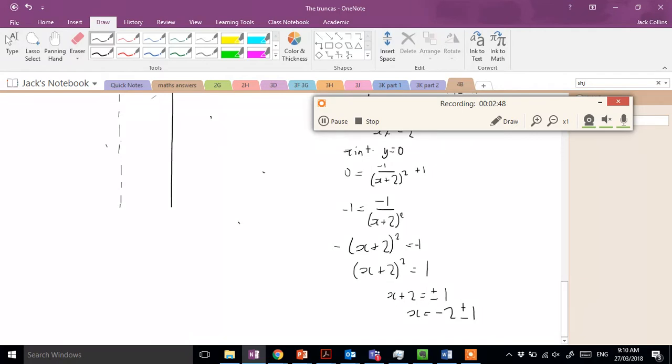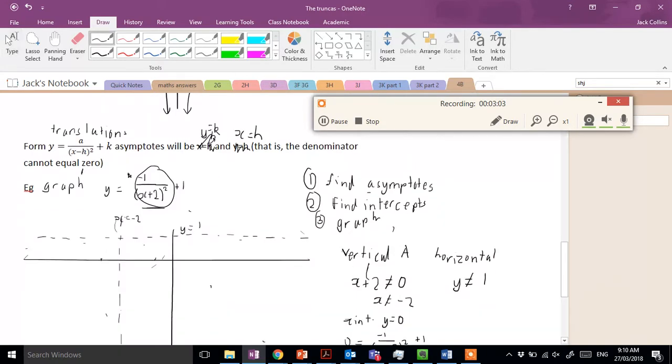Okay, so x is equal to negative 2 minus 1, which is negative 3, or x is equal to negative 2 plus 1, which is negative 1. So if we go back up here, that makes sense, because it's going to cut at negative 3 here, and then negative 1 here.